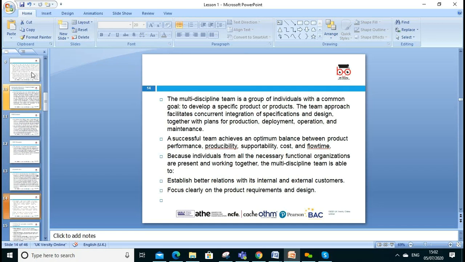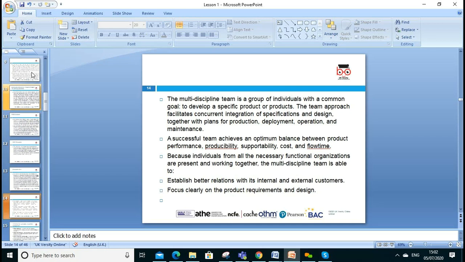Okay, multidisciplinary teams we can create will help to achieve the objectives in our organization. It can be a goal-specific, product and product team approach to facilitate front integration of the specific design. Successful teams achieve the optimum.